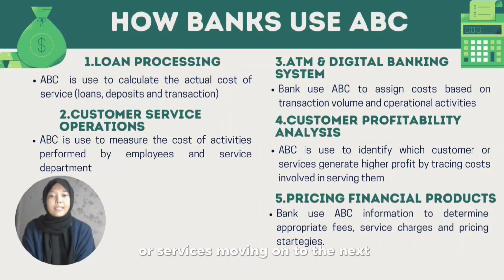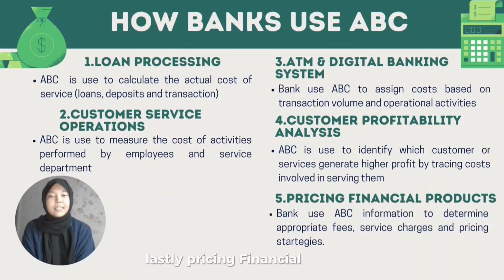Moving on to the next one, ATM and digital banking system. Banks use ABC to assign costs based on the transaction volume and operational activities. Moving on to the next one, customer profitability analysis. ABC is used to identify which customer or services generate higher profit by tracing costs involved in serving them.